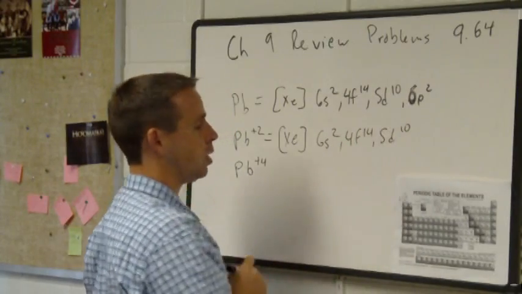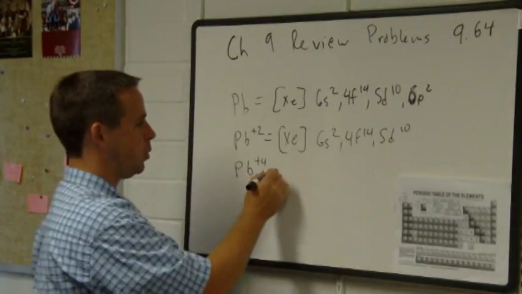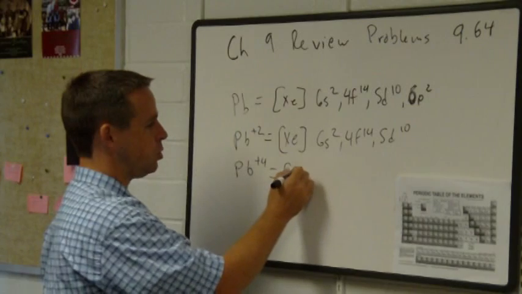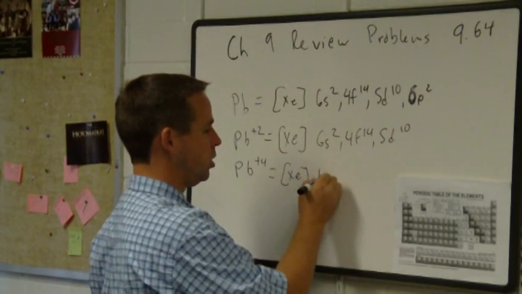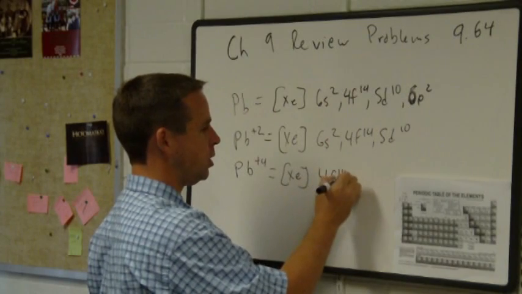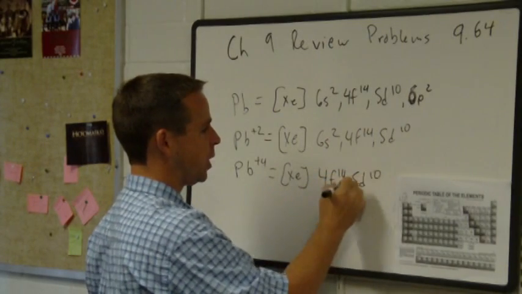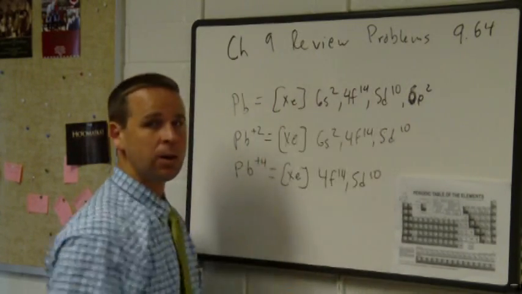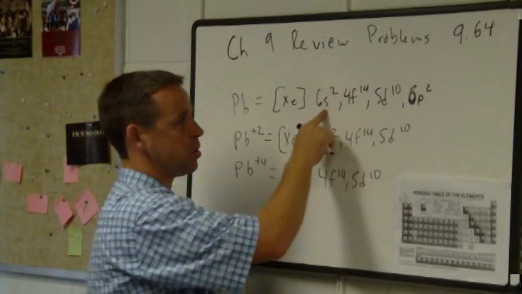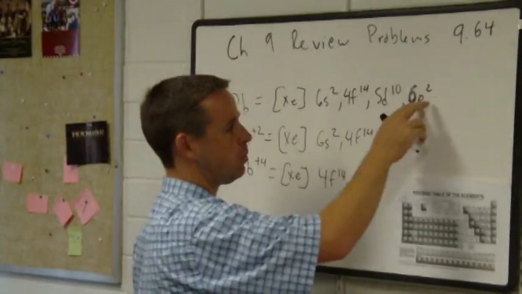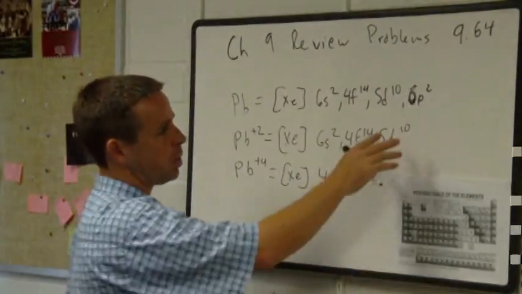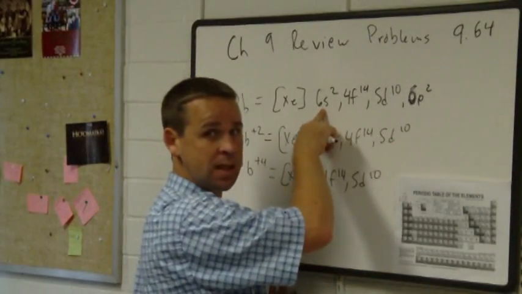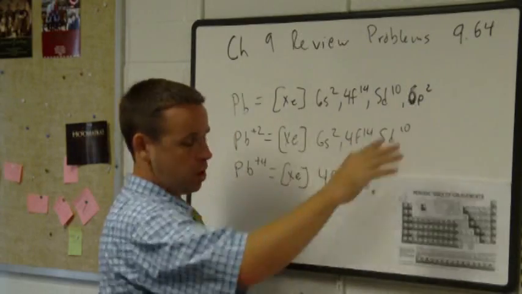So there's one ion. And then the second ion would be losing the other 2 electrons in the sixth shell, leaving us with the 4f14 and 5d10. Now, it doesn't matter the order in which you put these. So the 6s could be here and the 6p could be over here. You just want to make sure that you don't forget that you have some 6s's here, if you draw them that way.